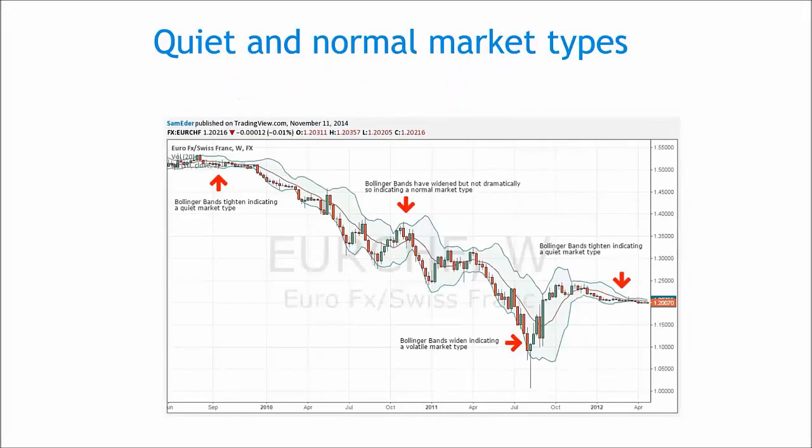When the Bollinger Bands are expanded slightly, it is a sign of a normally trending market type. When they are stretched, it is a sign of a volatile market type. When they are contracted, it is a sign of a quiet market type.